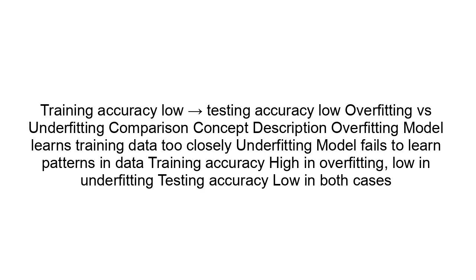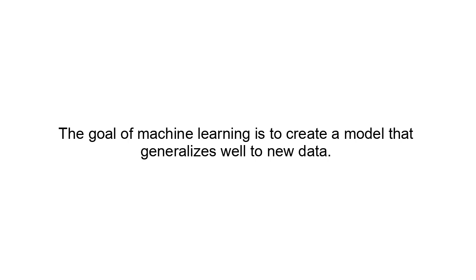Overfitting versus underfitting comparison. Concept, description. Overfitting: the model learns training data too closely. Underfitting: the model fails to learn patterns in data. Training accuracy is high in overfitting, low in underfitting. Testing accuracy is low in both cases. A good AI model should balance between these two extremes.